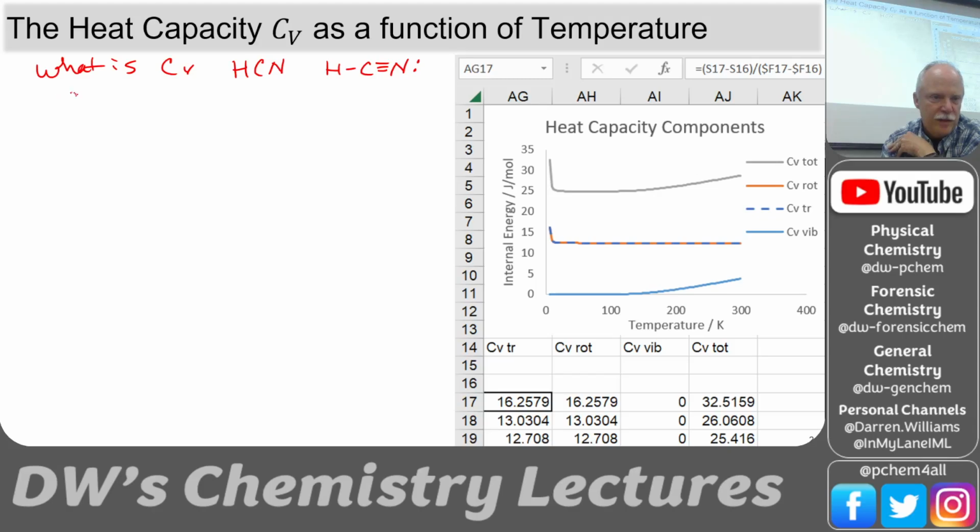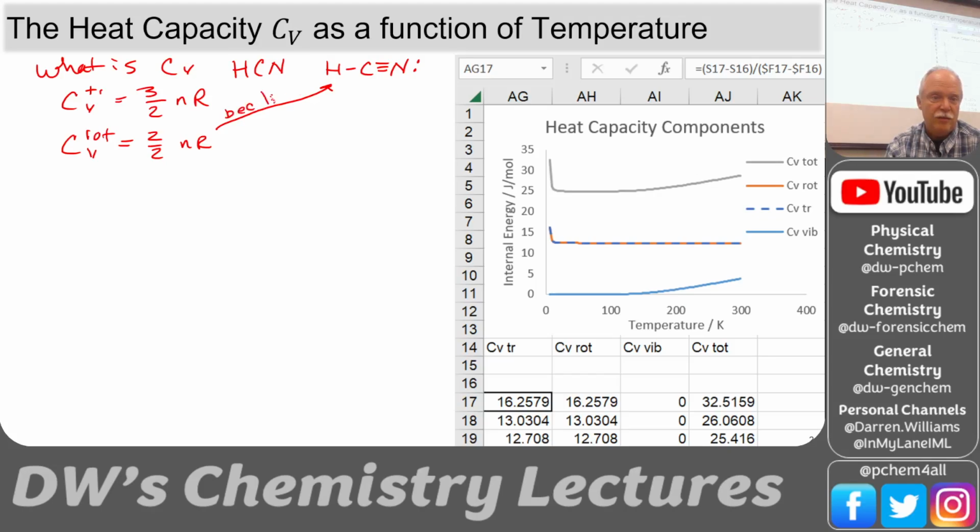So heat capacity for translational motion is equal to what? 3 halves NR. Okay. And the heat capacity for rotation is what? Yeah, 2 halves. Yeah, why 2 halves? That's why I was worried about it being linear. Okay, we're making sure, 2 halves NR, because linear. Okay. So my shorthand makes sense.